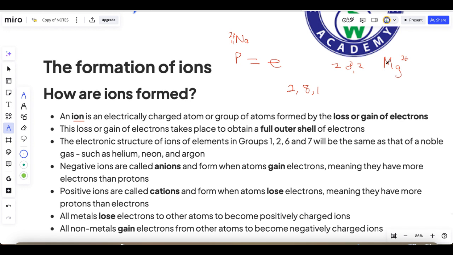So when you lose or gain electrons, like in this case with sodium, sodium has only 1 electron in the outermost shell. You know what we mean by shell, right? We're going to show it in the diagram.